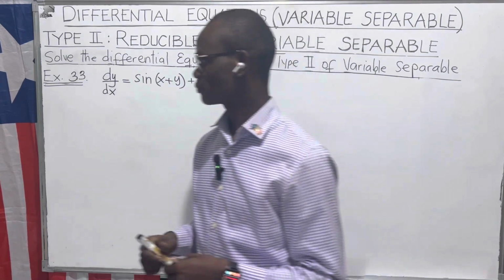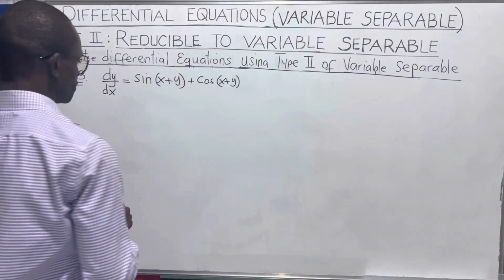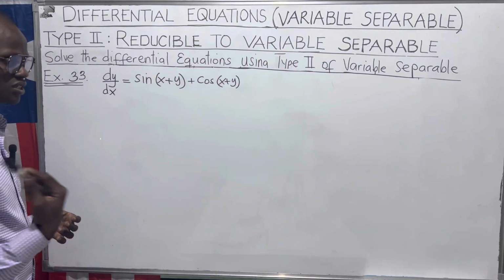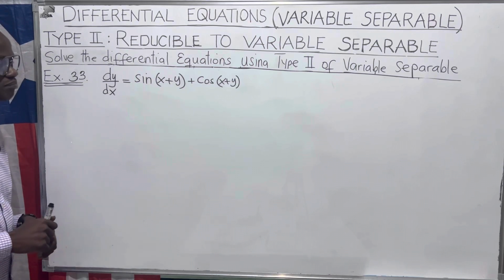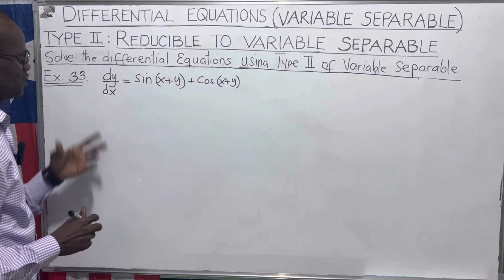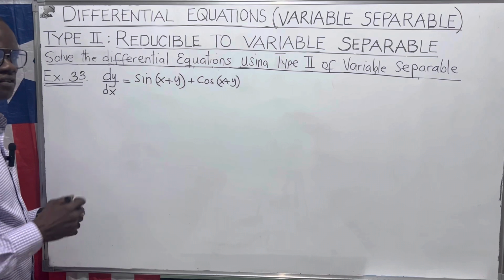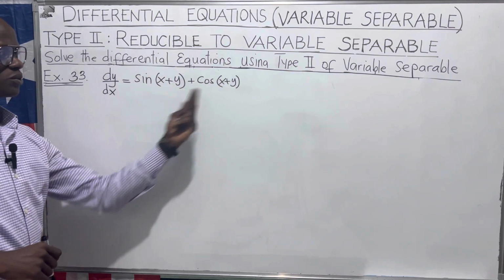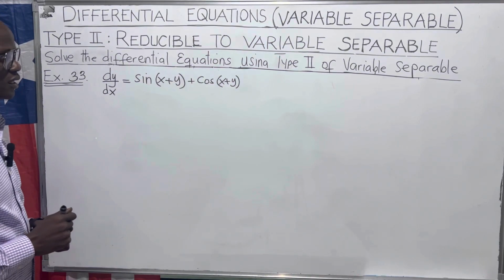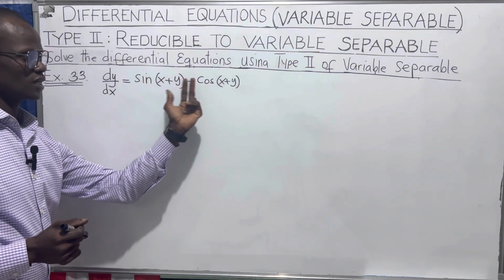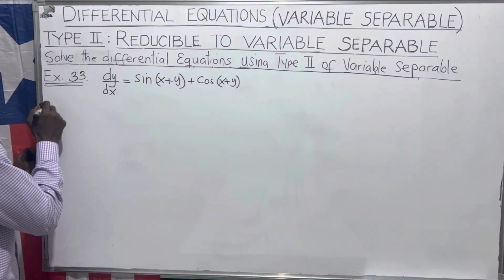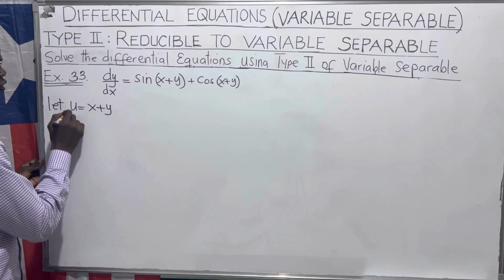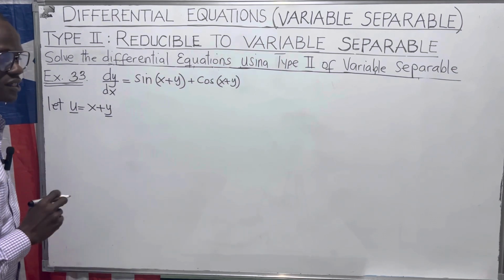So let's get started. There's an additional problem we want to solve. We solved several other problems initially, so you can check the other videos and practice more. In this problem, we have dy by dx equals sine of x plus y plus cos of x plus y. We have the same angles right here, so we can let a variable be this. Let u equal x plus y. So u is a new function, y is the initial function.